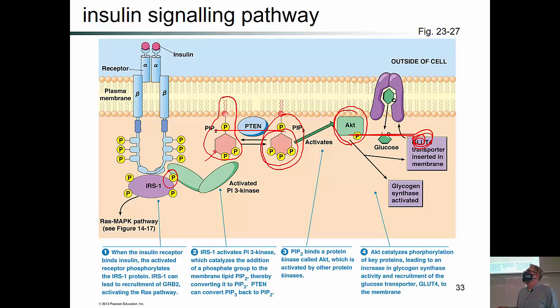Because remember, insulin signaling is in response to elevated blood glucose levels, so the opposite of glucagon. So there's too much glucose in the blood, the liver activates this pathway, and now glucose is brought in. The other thing that AKT activates is glycogen synthase. What this does is it brings the glucose in, and it can be constructed back into glycogen for storage. So that was that balance I was sort of referring to a little bit earlier.